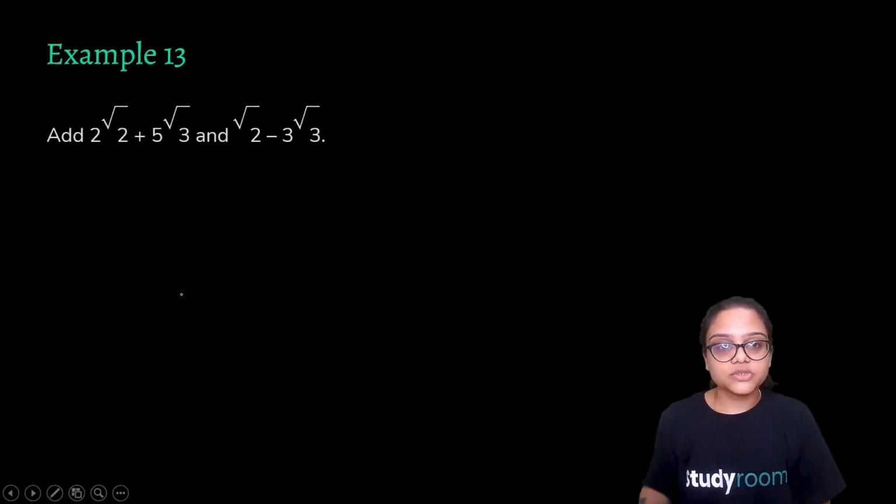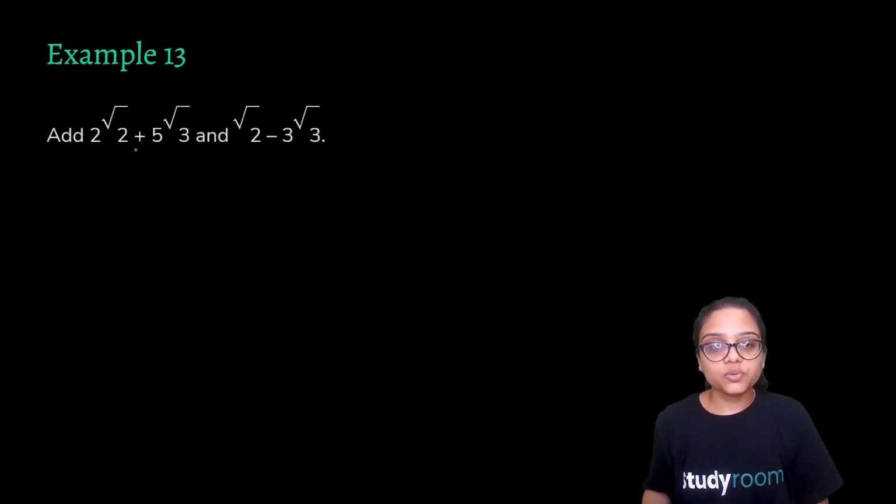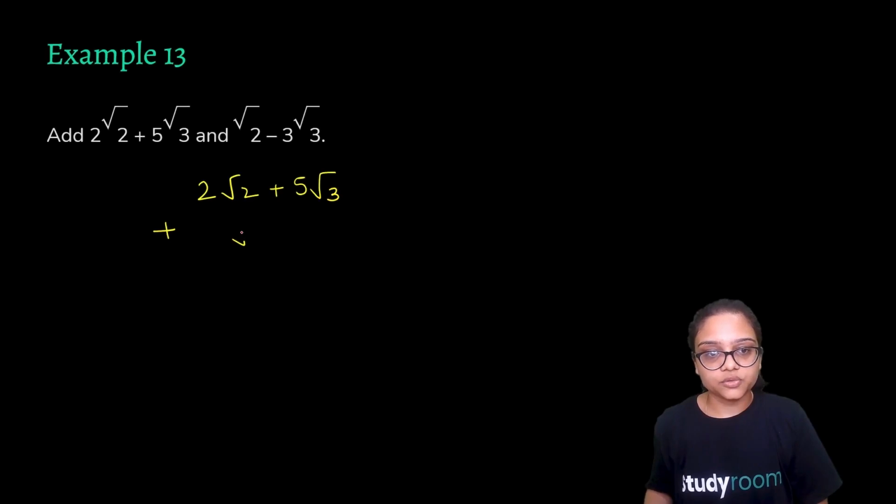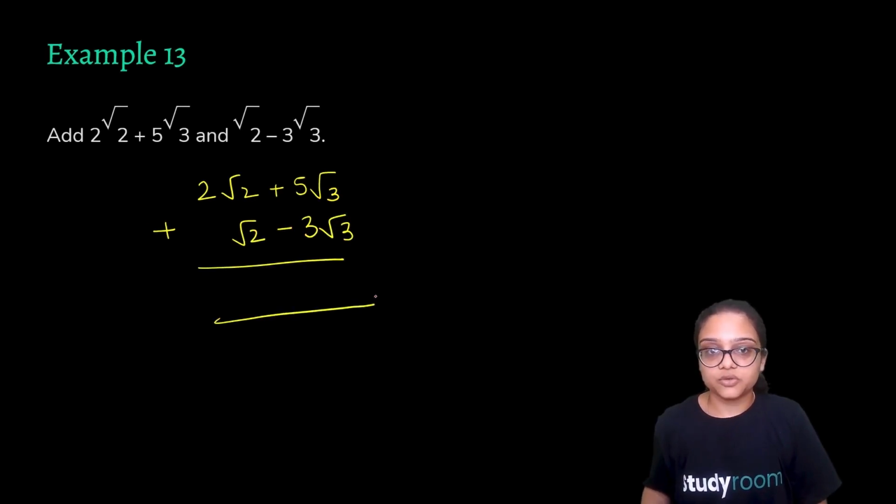Next question: we have to add 2 root 2 plus 5 root 3. In addition questions you don't need to find the value of root 2 and root 3. Simply write the first number, and we have to add it with root 2. Now match the above irrational with the below irrational. This is the simplest technique I am using. So root 2, root 2, root 3, root 3.